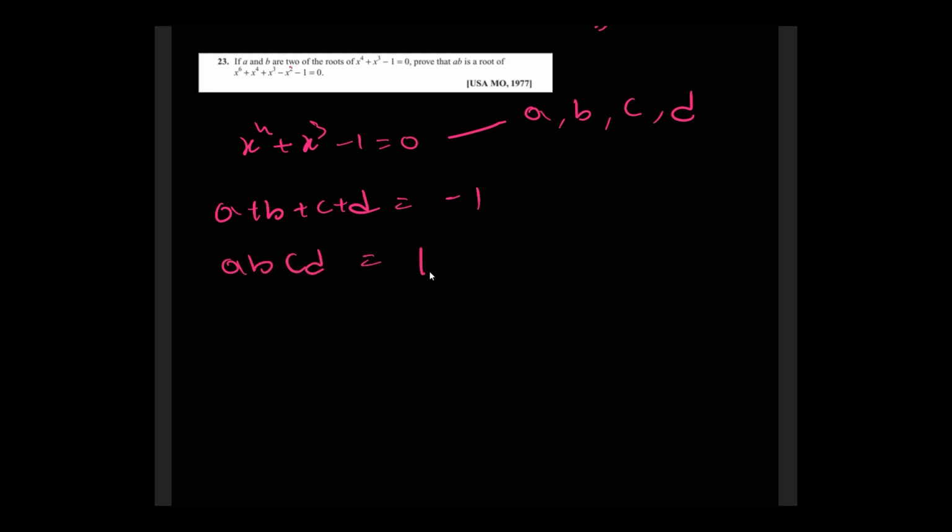x power 4 plus x cube minus 1 equals 0 has two of the roots as a, b. Now let us take the other two roots c and d. Then we know that a plus b plus c plus d will be minus 1 and a into b into c into d will be 1 by minus 1. That means ab will be minus 1 by cd, or cd equals minus 1 by ab. Take this as equation number 1.